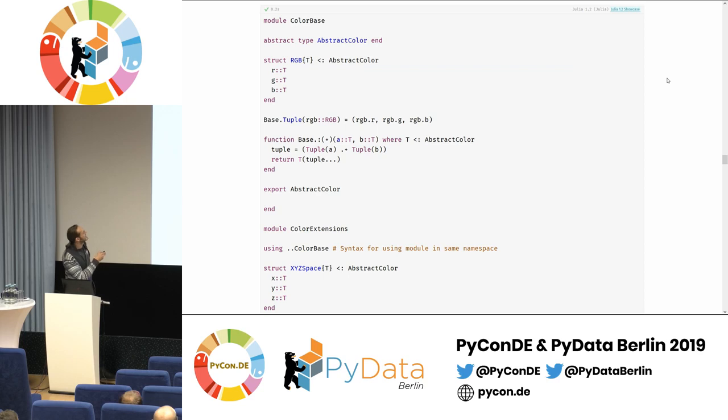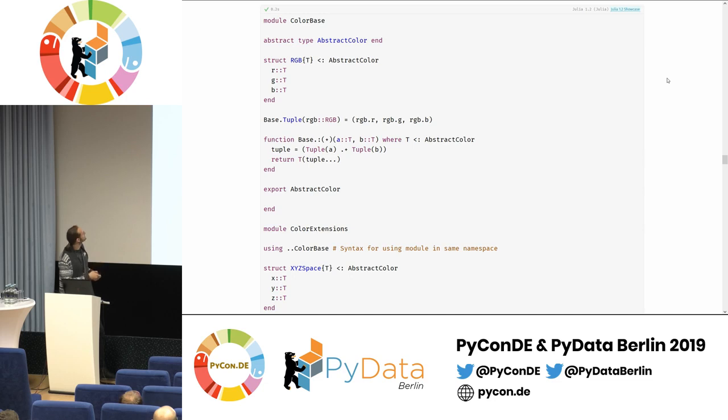Now in Julia, instead of binding methods to the object, you actually just overload functions. So here you just overload the base tuple function to convert your RGB value to a tuple. And then you can also overload the plus operator here. And this syntax says overload this for the argument t for all t that are inheritant of abstract color. And then we just convert it to a tuple, do the plus with the tuple, and create a new instance of the type t.